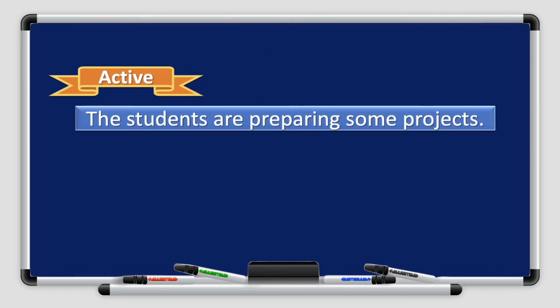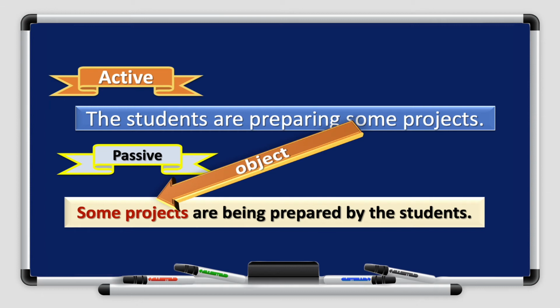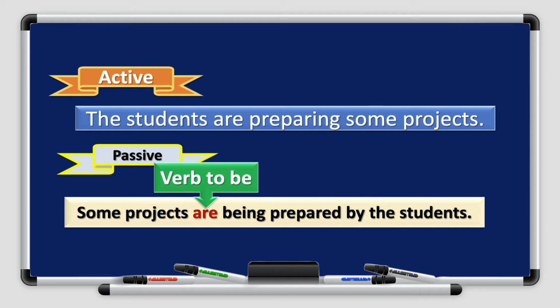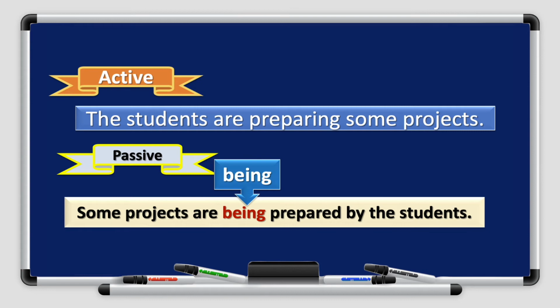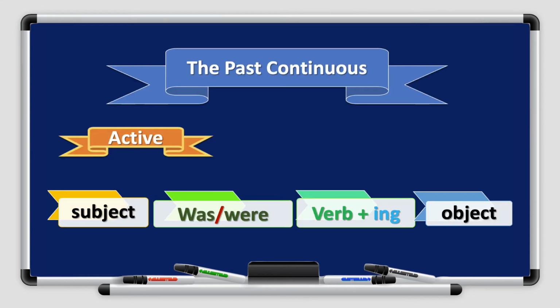The students are preparing some projects. I want to change it into passive. Some projects, my object here, are being prepared by the students. Can we locate verb to be? Yes, we have are, being, which is very important in our passive sentence, prepared, verb 3, and the subject by the students.